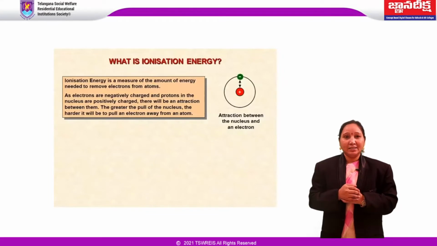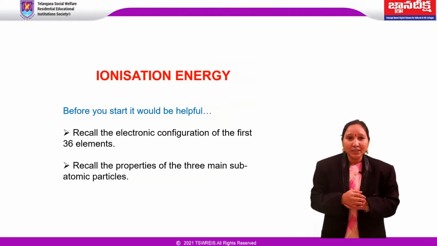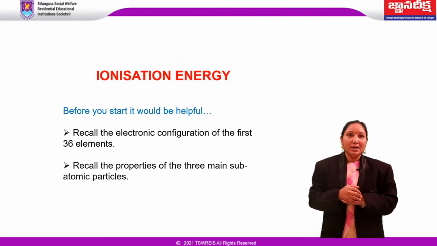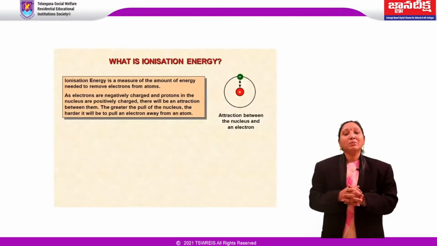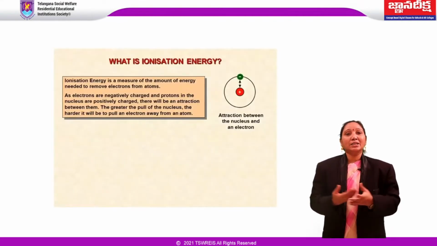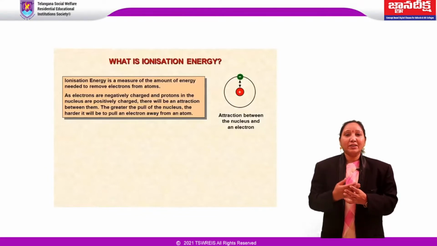Before we start ionization energy, let us recall the electronic configurations of the first 36 elements, that is from hydrogen to krypton. Also, we can recall the electronic configuration in the first three orbits. Now, what is ionization energy? It is the minimum amount of energy required to remove the electron from the valence shell of a neutral gaseous atom. As we are removing the first electron, it is also called first ionization energy.